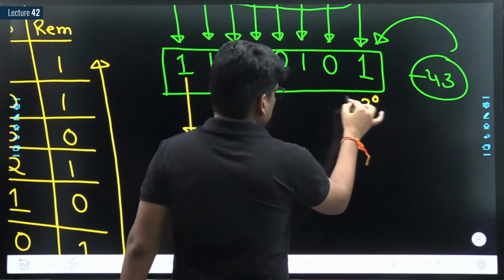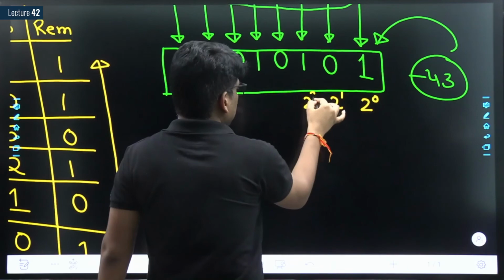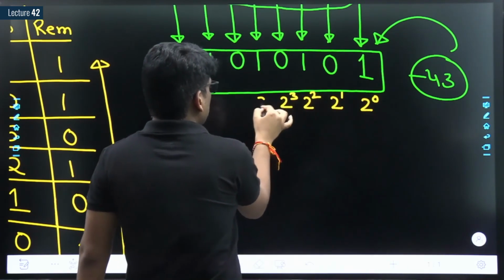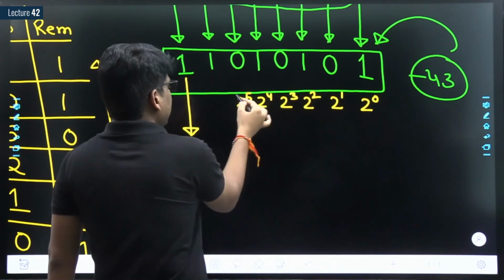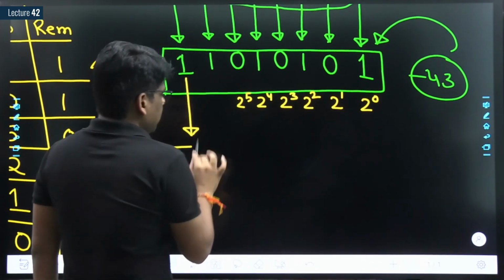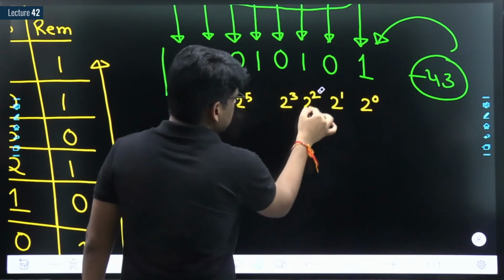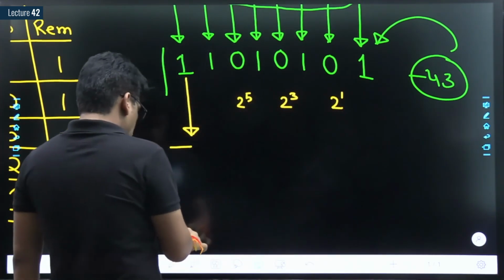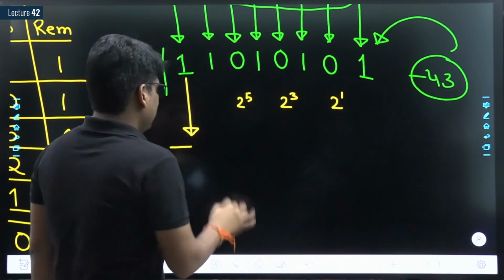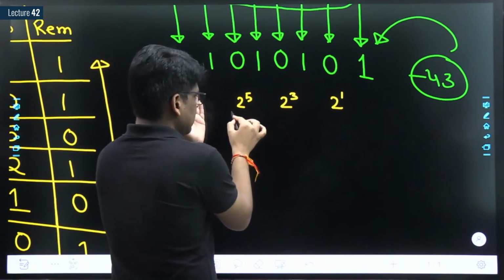So 2 to the power 0, 2 to the power 1, 2 to the power 2, 2 to the power 3, 2 to the power 4, 2 to the power 5, 2 to the power 6, 7. Sir, what we are saying, focus on zeros. That means this, this and this. Sir, how do we get the value? Try to understand.